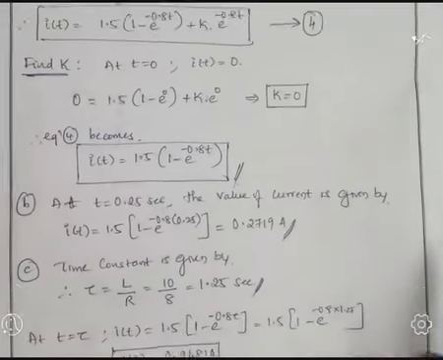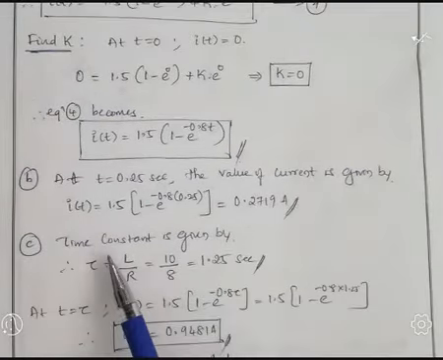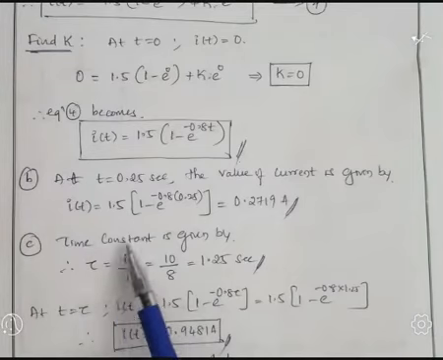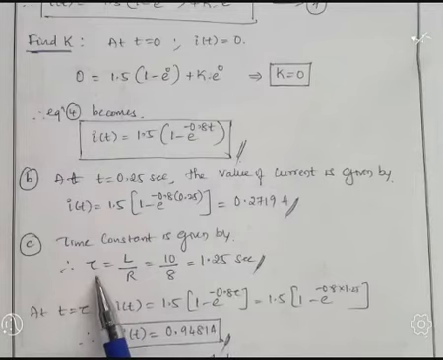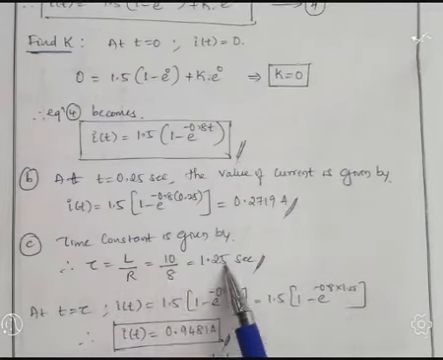Similarly, the second point is asking us to find the current at one time constant. One time constant period is indicated by tau equal to L by R. So first calculate the value of tau. Tau equal to L by R. L is given as 10, R is given as 8. So tau equal to 1.25 seconds.